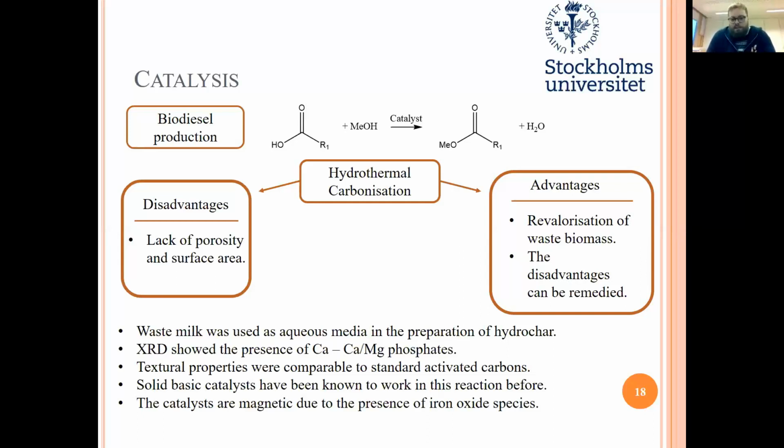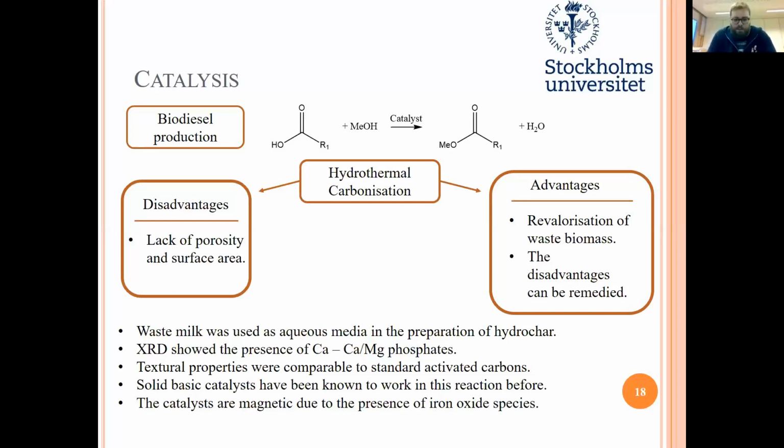But the advantage of using hydrochar is that we are revalorizing waste biomass, so we can take any waste biological product and use it as a carbon source and produce these functional materials. Another advantage is that these disadvantages can be remedied through various techniques, such as physical and chemical activation, techniques that allow the formation of induced porosity in the materials.